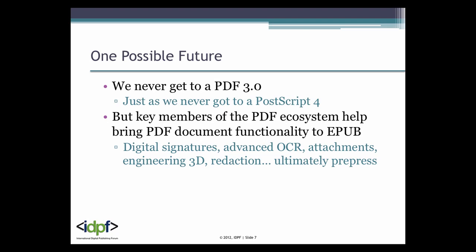But things like digital signatures, advanced OCR, attachments and collections, engineering 3D, redaction, even ultimately potentially prepress functionality, because we have people like Canon and others looking at SVG printing, high-end stuff there, and because there is a lossless representation of PDF page contents in SVG, I think this one is going to take a long time. It may not ever happen, but I think the other stuff is a given, given the start we've already got on HTML5 based portable documents and the advantages of the browser ecosystem.